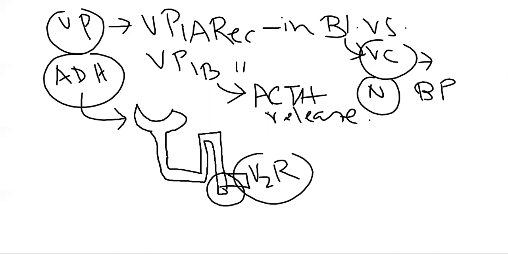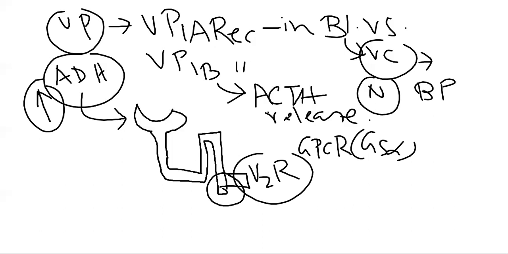This V2 receptor will be activated when there is increased ADH concentration, and this V2 receptor is a G protein coupled receptor, and has action similar to the G stimulatory alpha. Now G stimulatory alpha ultimately phosphorylates protein kinase A.